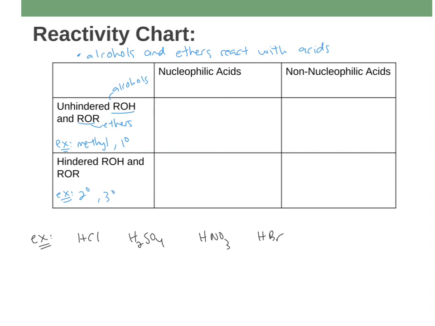These are all acids, but some of them are nucleophilic and some of them are non-nucleophilic. And I think it helps if you take a look at what these turn into when they dissociate. So if you have H plus and Cl minus, or if you have H plus and HOSO2O minus, or in the case of nitric acid, that dissociates into H plus and then the nitrate.